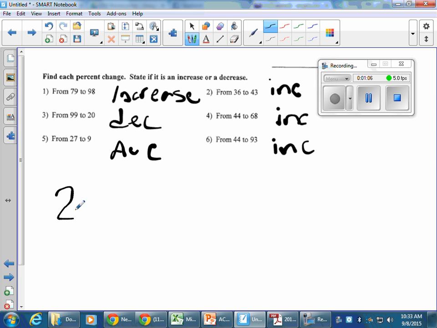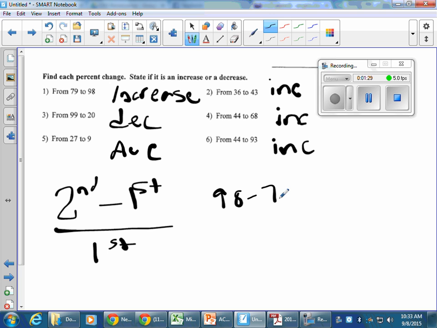And to find this percent change, it's the second number minus the first number, like y2 minus y1 if you think about slope. So second minus the first, divided by the first. That's your original amount, and that's what you're going to key off of to figure out how much it changed. Well, it changed from the first. So for number 1, you would do 98 minus 79, and then you would find that answer and divide by 79. If you're going to type it in your calculator, you want to make sure that you put parentheses around this or get an answer to this before you divide by 79.